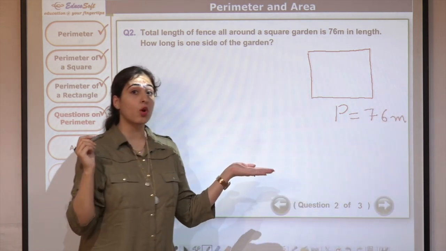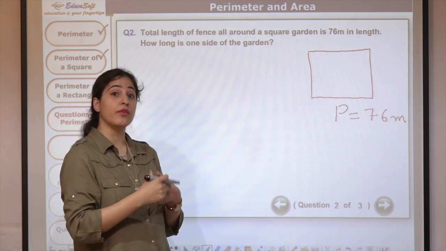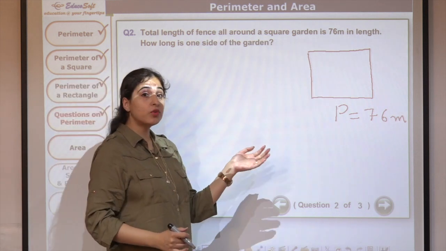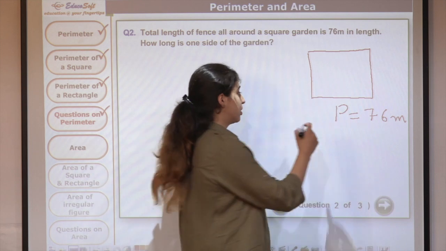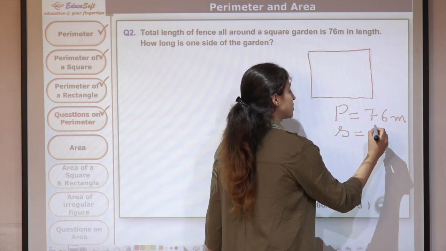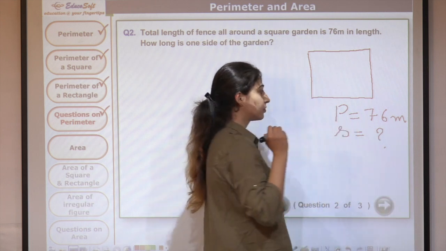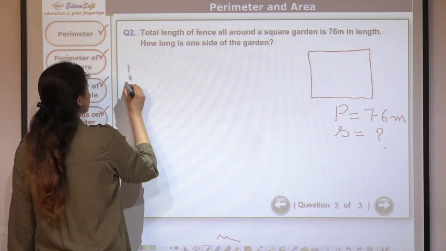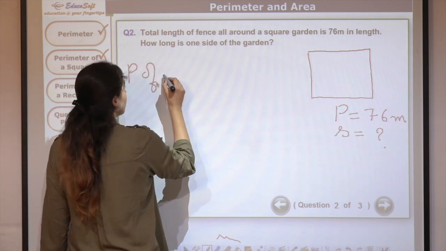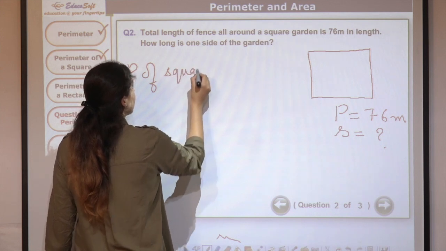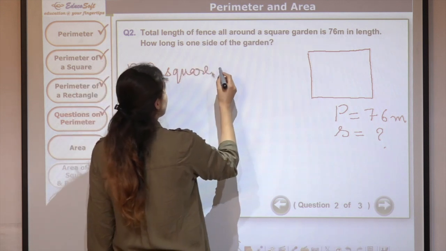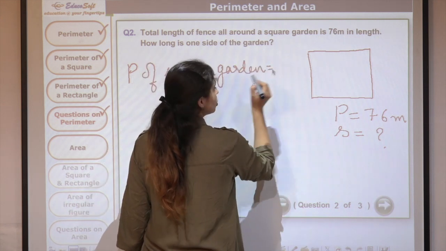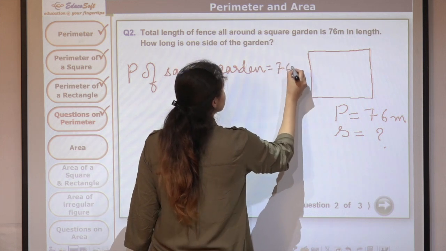We should first write what all is given and then find out what we have to find. How long is one side of the garden? So, we have to find the length of the side of the square. We have to find the side. So, let us solve. Perimeter of the square garden is how much? 76 meters.